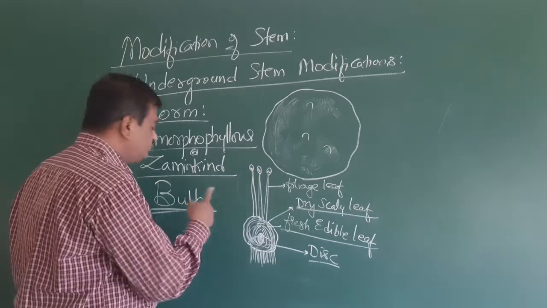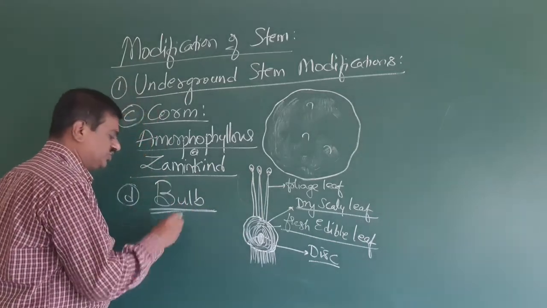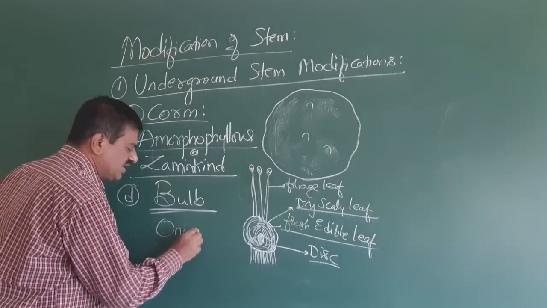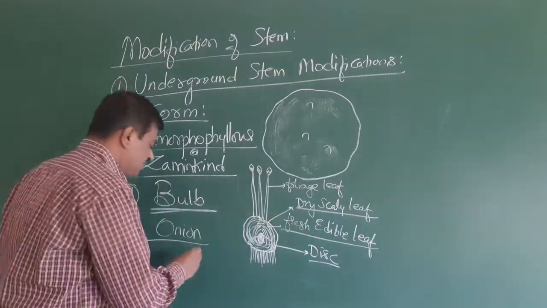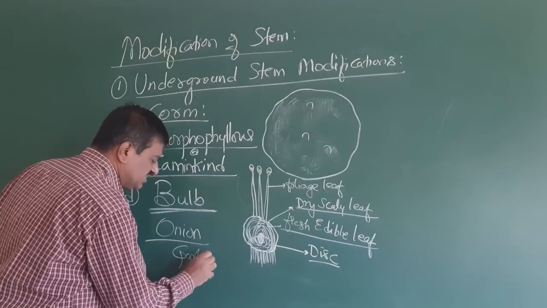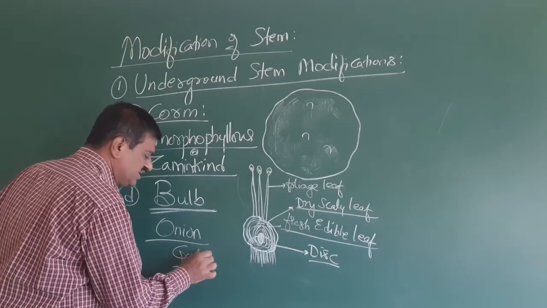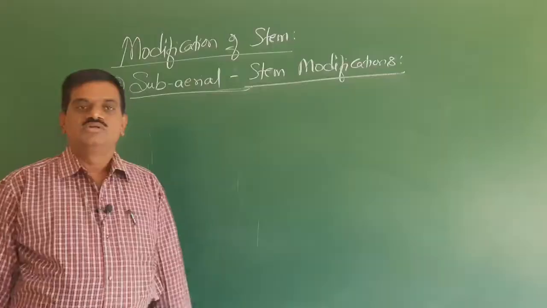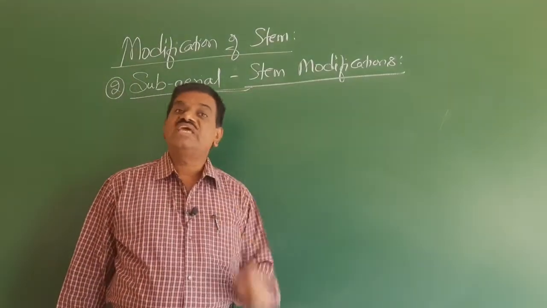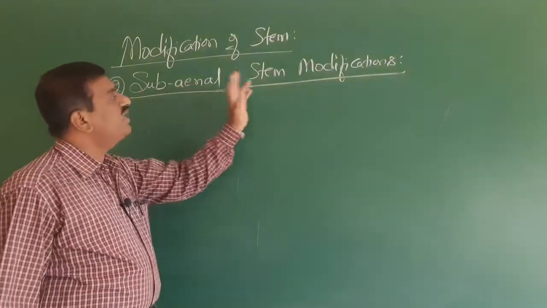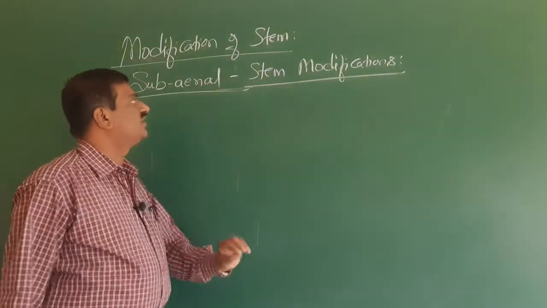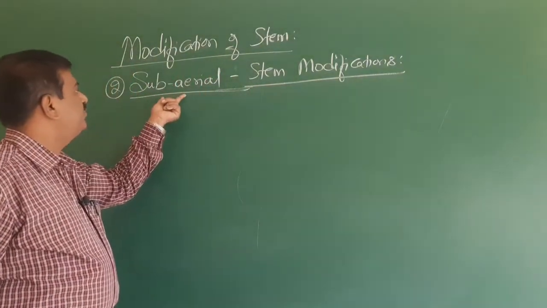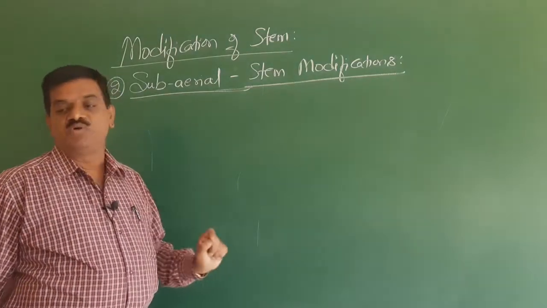Like this, there is an underground stem modification called bulb. The example is onion, Allium cepa, and one more example is garlic, Allium sativum. So we go for the second one, subaerial stem modifications. Till now I was discussing underground stems. Now we are stepping to subaerial stem modification.